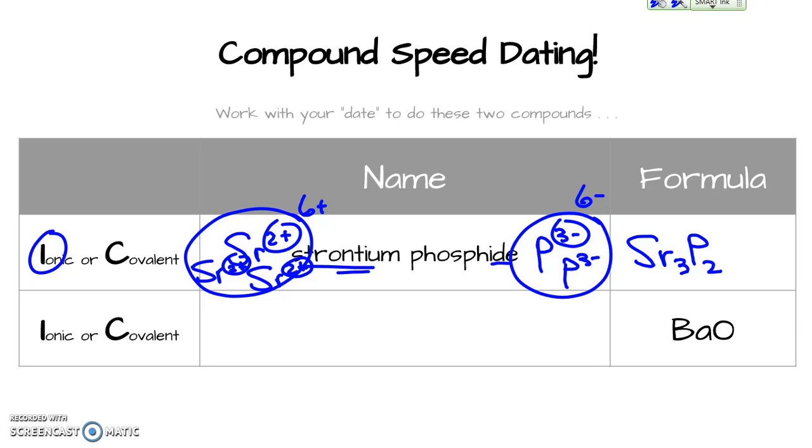Coming down to the next one here, I see Ba. Ba is barium. Barium is also an alkaline earth metal. It's a metal, so this is an ionic compound. We are going to write its name, barium. That's what you do after you shootium. And then you give me the oxygen, which has its name changed to ide: oxide.